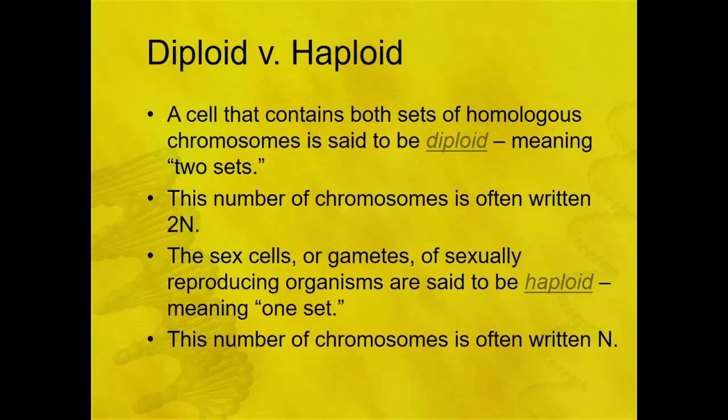The sex cells, or gametes, this is the sperm and the egg, remember, of sexually reproducing organisms are said to be haploid, 1 set, and this number of chromosomes is often written with the letter n. So you can see that the diploid stage has twice as many chromosomes as the haploid stage. Let's go ahead and give you an example so it's more clear.